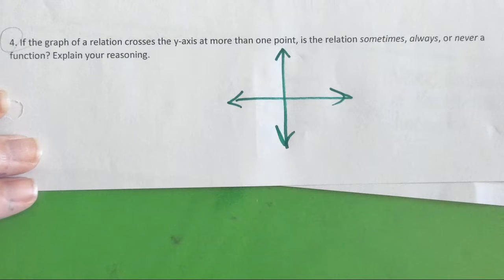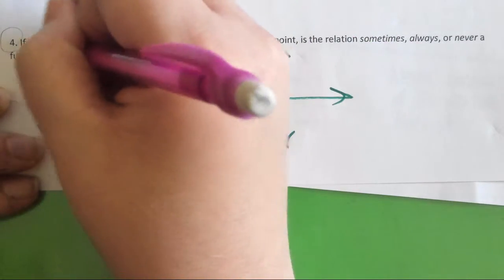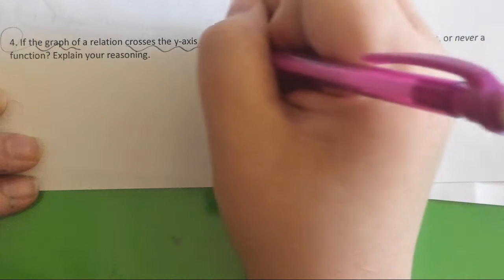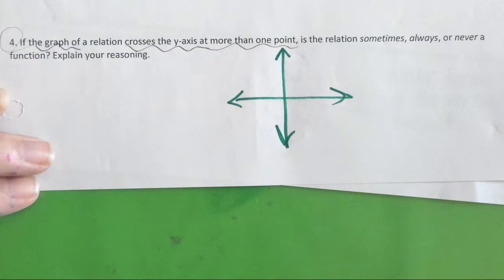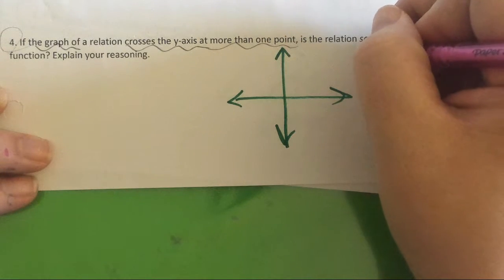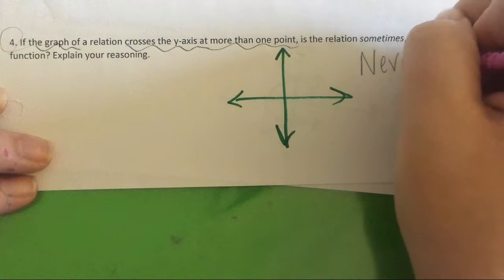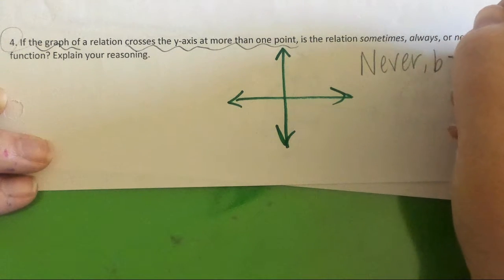So this one looks hard because I hate it when it says sometimes, always, never. It makes me think, sometimes? I don't know. So the key words were graph crosses the y-axis at more than 1 point. Is it sometimes, always, never? Never. Why? Because the vertical line takes you up. Table 1 and 5 get a point.